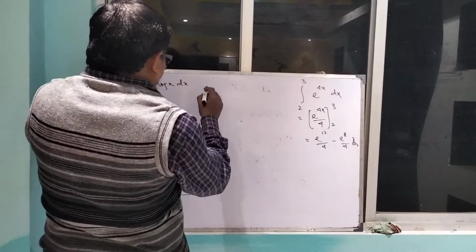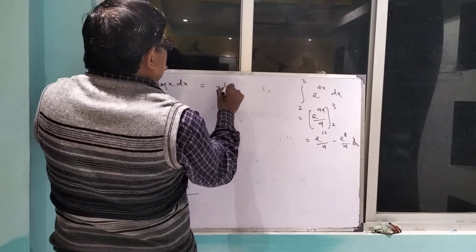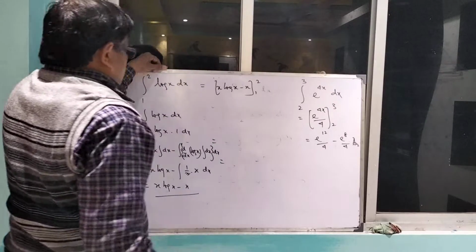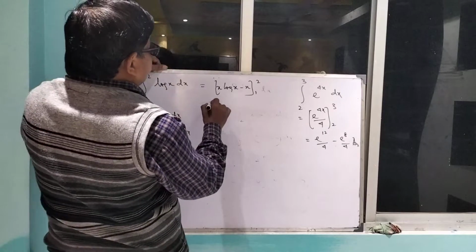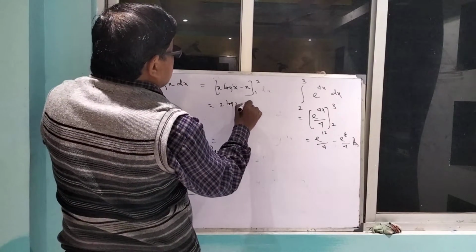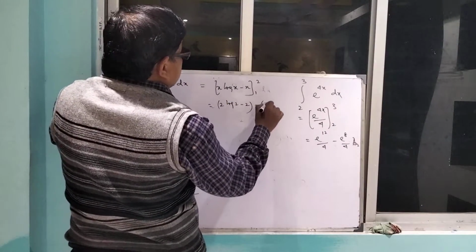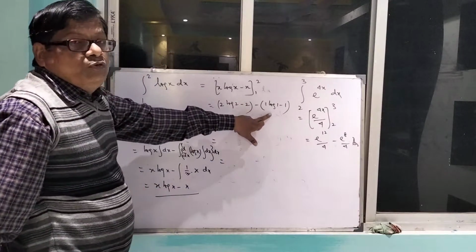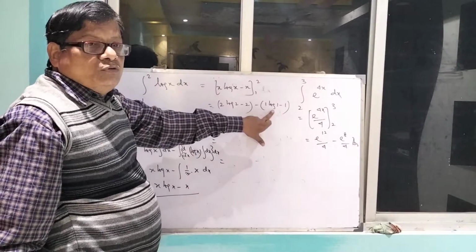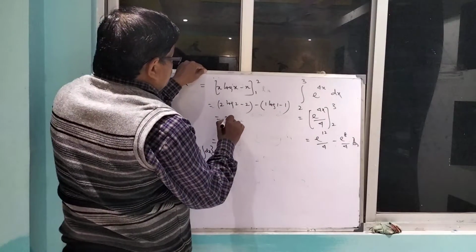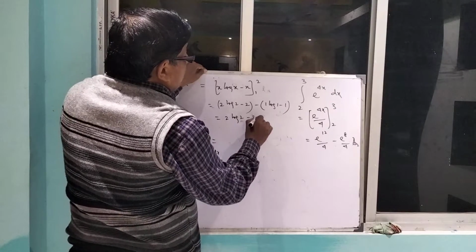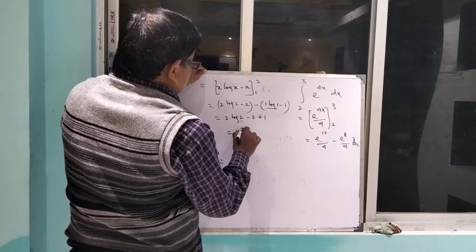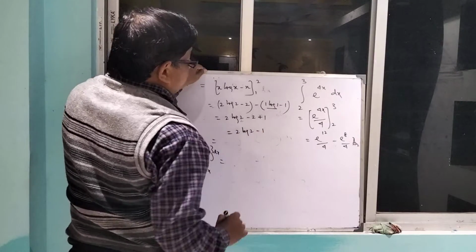Now this is coming x log x minus x, from 1 to 2. So 2 log 2 minus 2, minus 1 log 1 minus 1. All of you know the value of log 1 will be 0. So it is 2 log 2 minus 2 plus 1, so 2 log 2 minus 1.